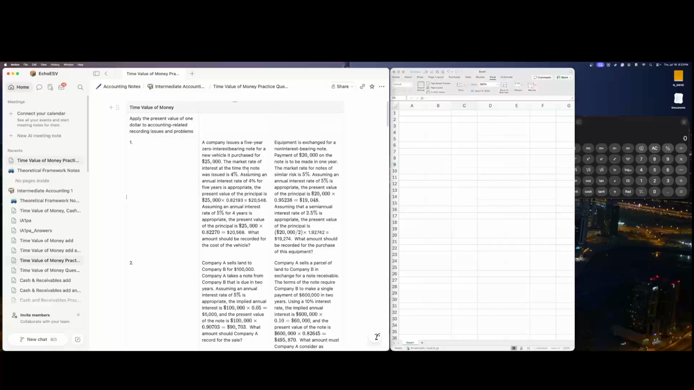So real quick, let's go through some of these problems. Company issues a 5-year note, 25,000, 4% interest. So the present value of the principal is $20,548. Okay, the present value of the principal, assuming it's 4%, is 20,548.